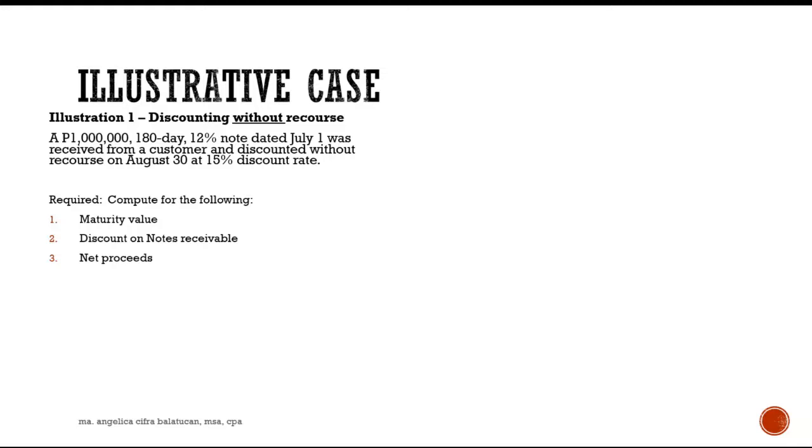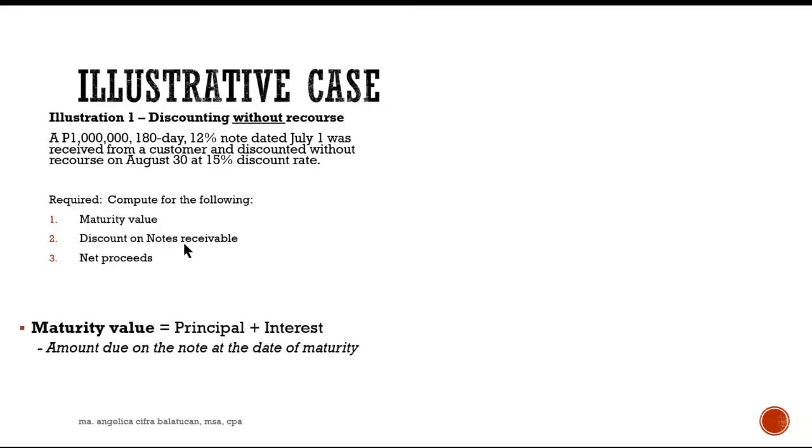main items considered in the computation part of discounting would be these three: maturity value, discount, and then net proceeds. There are also terms involved in order to compute the maturity value, the discount, and the net proceeds. So it's better if there's a demonstration, so we will know how to apply the terms and what they mean. It will be clearer.